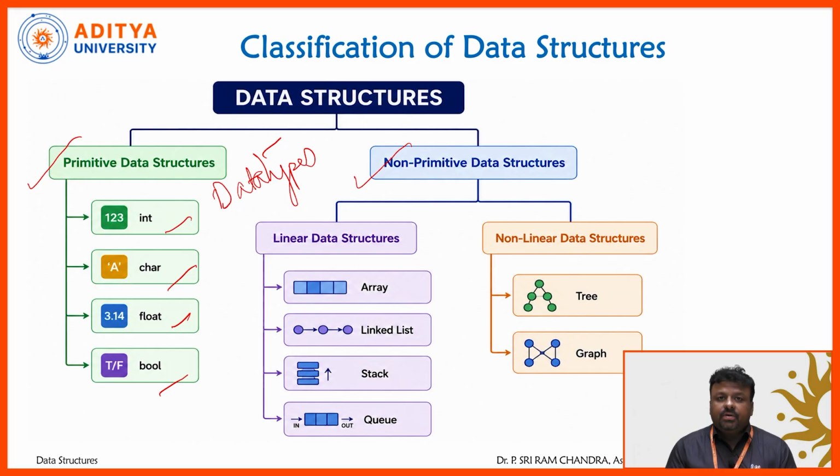While non-primitive data structures are broadly classified as linear data structures and non-linear data structures. Linear: array, linked list, stack, queue. Non-linear data structures: trees and graphs. Of course, the list continues further, but this is the basic classification we are discussing.